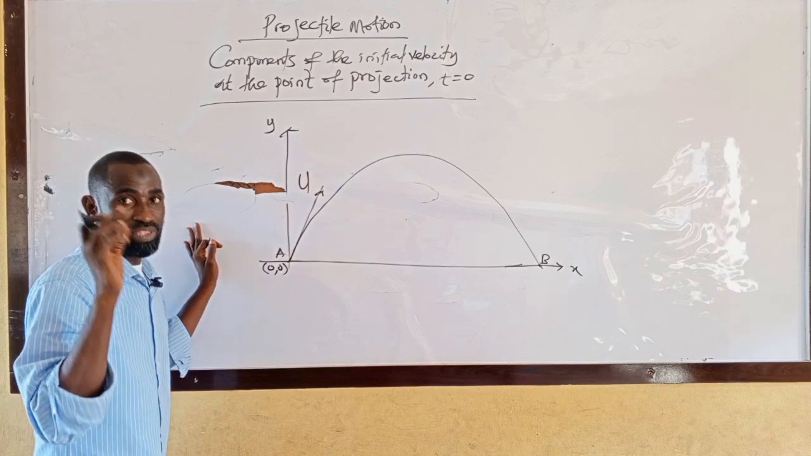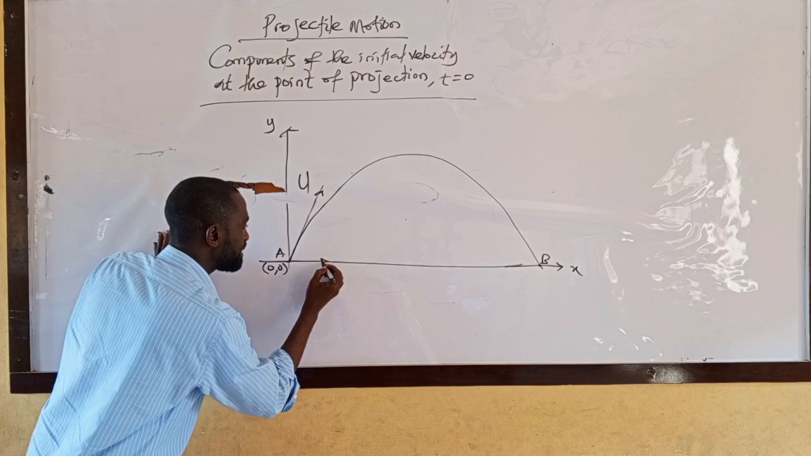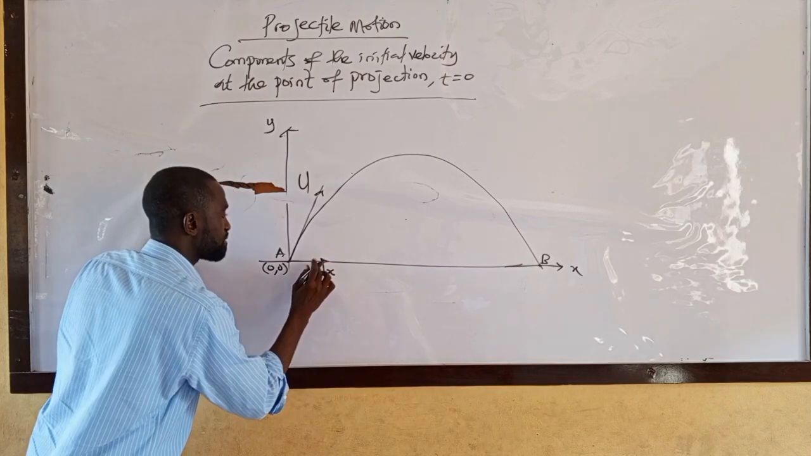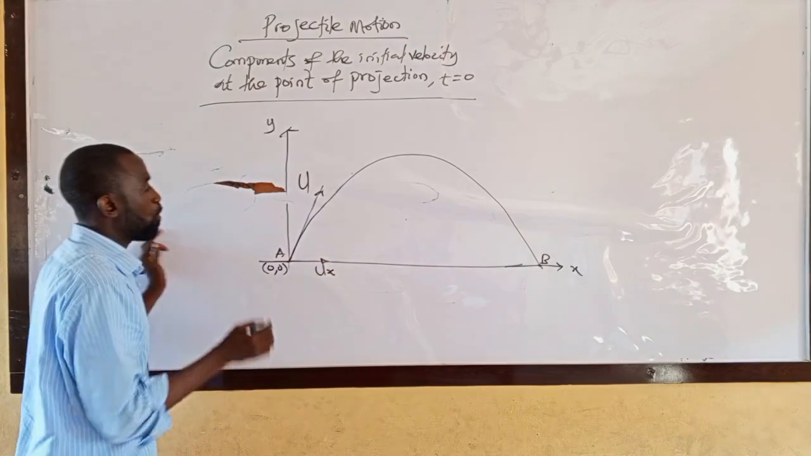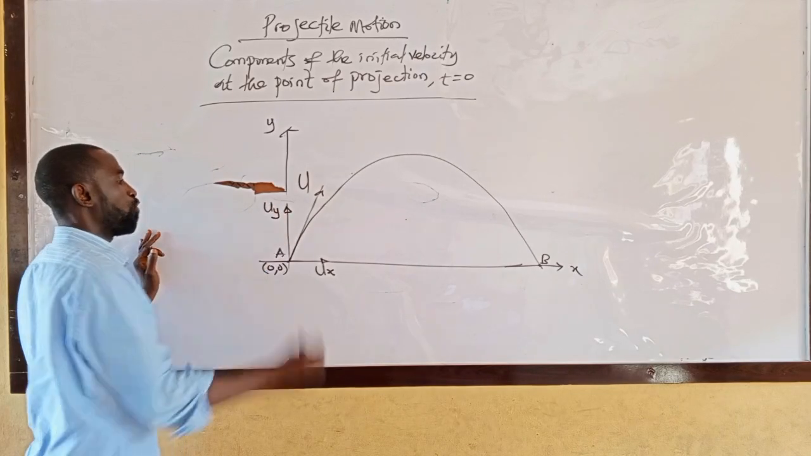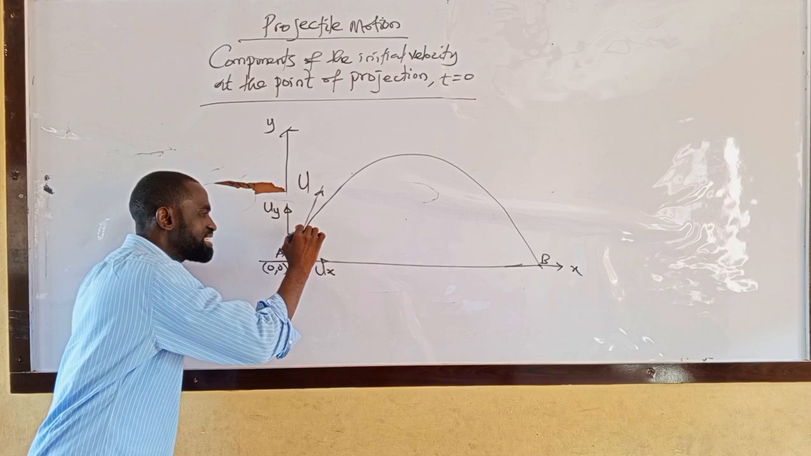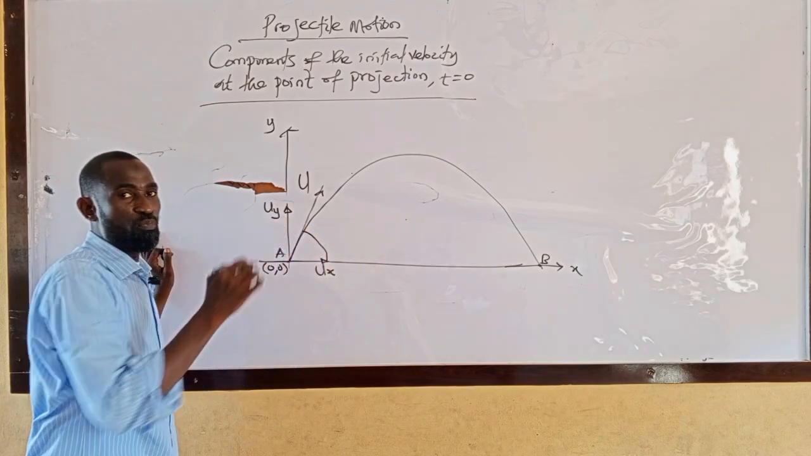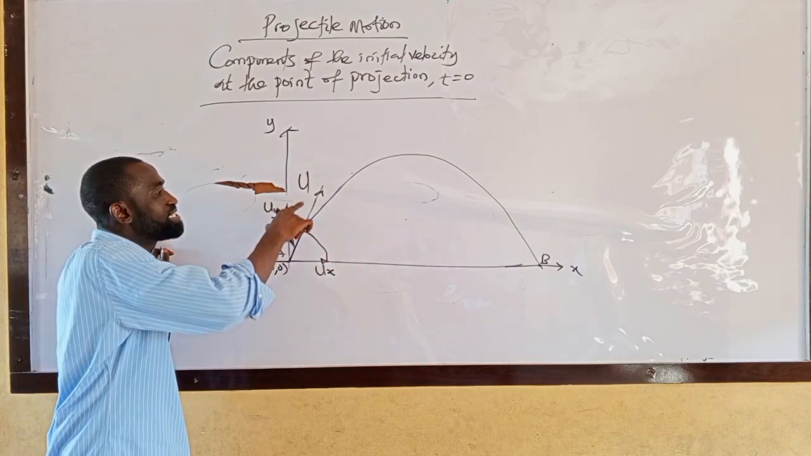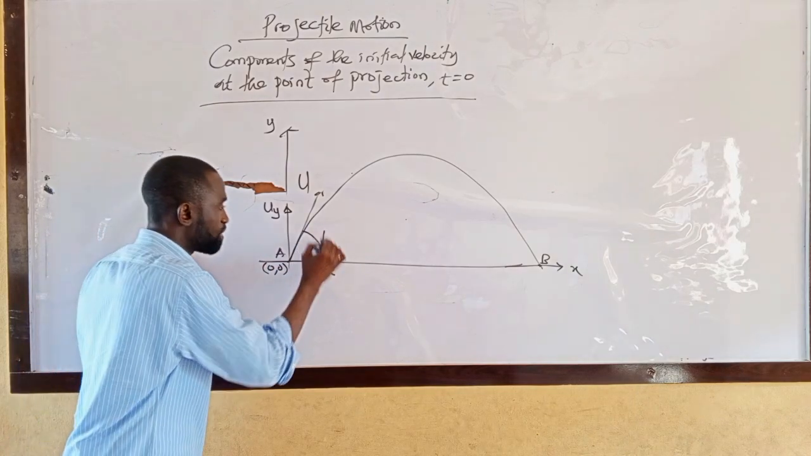We have our horizontal component in this direction, u of x. We have our vertical component in this direction, u of y. Then in this case, the initial velocity will have an angle of projection. That angle is the angle it makes with the horizontal.